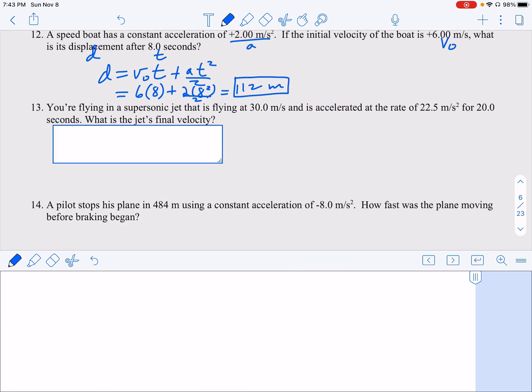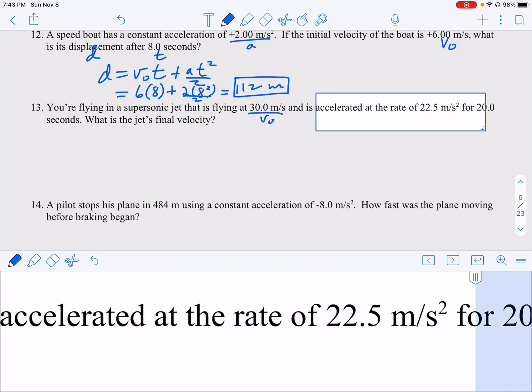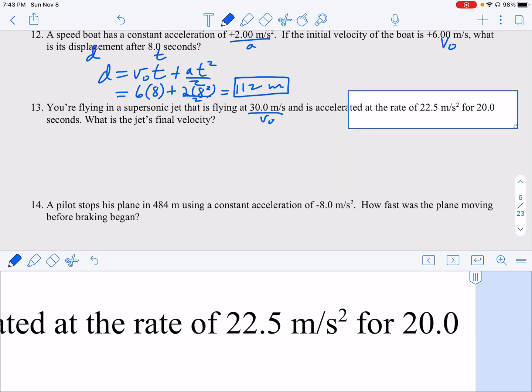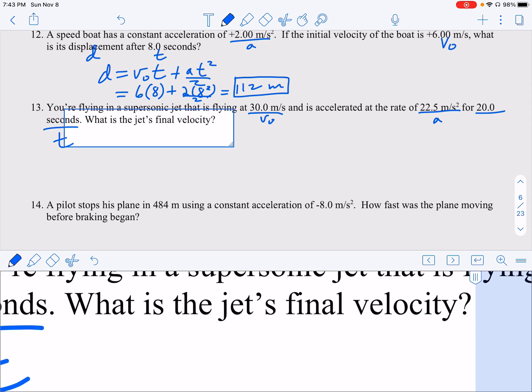Next, a jet. That's VO because it's going to speed up, as you can see. So that's my acceleration because the units tell me so. Also, they said the acceleration lasts 20 seconds. That's the time. What is the jet's final velocity?